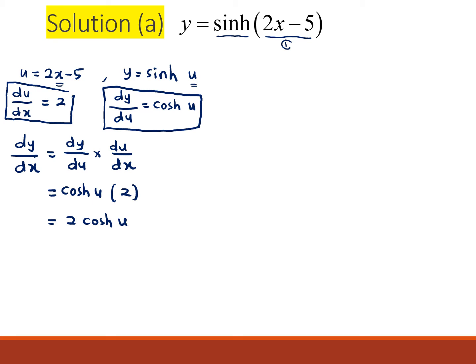But our aim is to get y in terms of x. So what we need to do is substitute u with 2x minus 5. Now we have 2 times cos hyperbolic of 2x minus 5. So now the answer is in terms of x, and this is our final answer, where the derivative of y is equal to 2 cos hyperbolic of 2x minus 5.